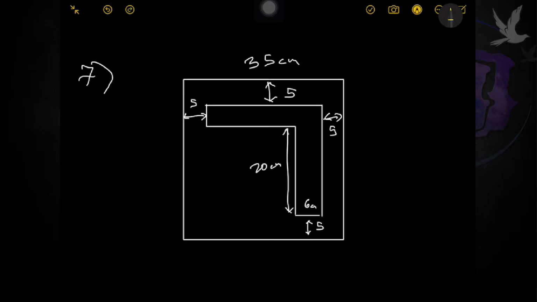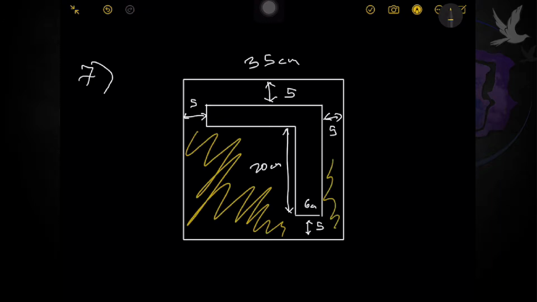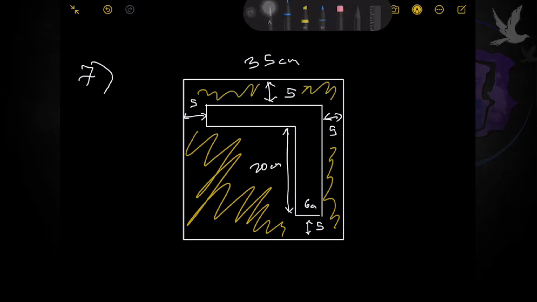Okay, so sa number 7 naman, Susie bought a square cardboard but cut an L-shaped piece from the cardboard as shown below. Find the remaining area of the cardboard. So, ano yung ni-cut niya? Yung L-shaped piece from the cardboard as shown. Okay, find the remaining area of the cardboard. So, ito yung remaining cardboard. Ito yung ni-cut out niya.